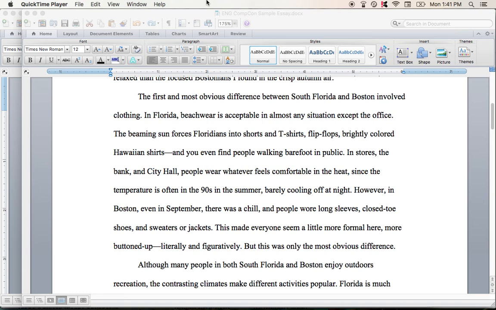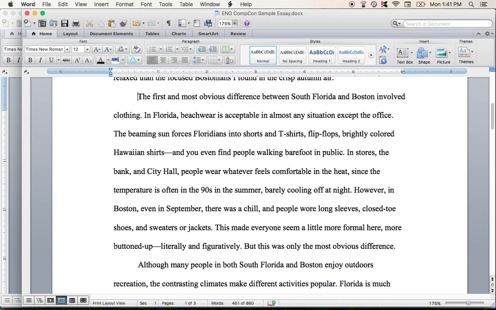This is the first body paragraph from the sample compare and contrast essay. The first and most obvious difference between South Florida and Boston involved clothing. So I should explain that this compare and contrast essay is comparing and contrasting how people live in South Florida with how people live in Boston. I wrote this essay because I moved from South Florida to Boston, and I was struck by the differences between these two places, even though they're in the same country.